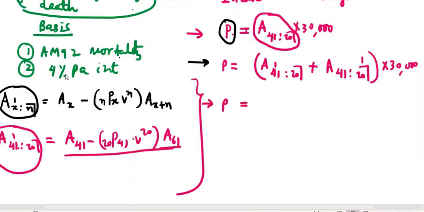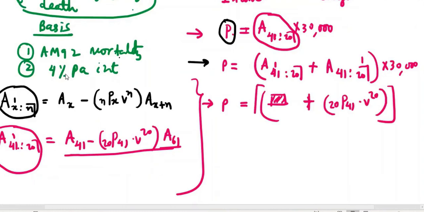Whatever value you get, you can write here. The term part you already found. Now for this one, you can use the formula PXN VN. You can write P4120 V20. Then you can multiply by 30,000. So this is your P. Whatever you get, you can write here. This will be the answer.